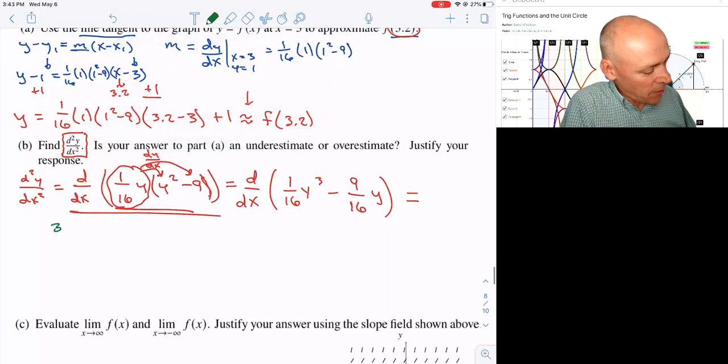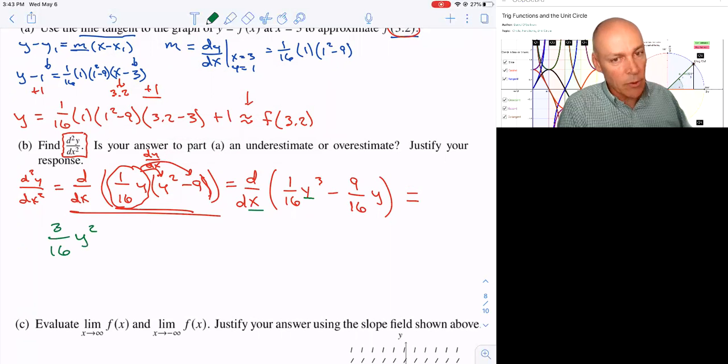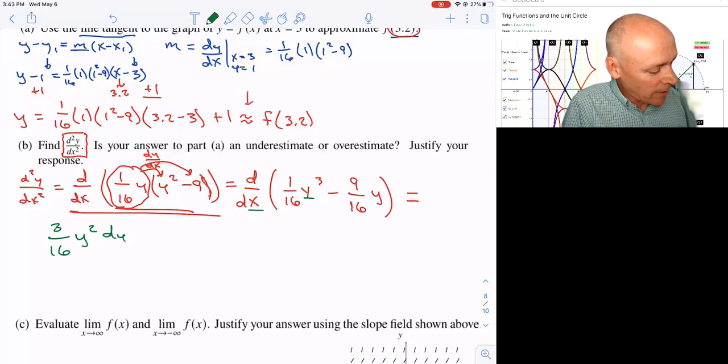So that's going to be 3/16 y squared. But then don't forget, I'm doing the derivative with respect to x. My variable is y. So I've got to do chain rule times the inside function, derivative of that, which would be dy dx.